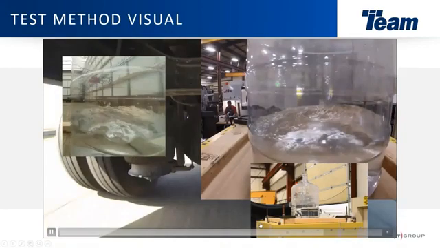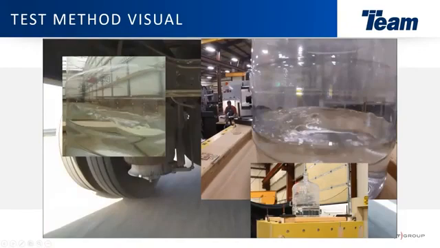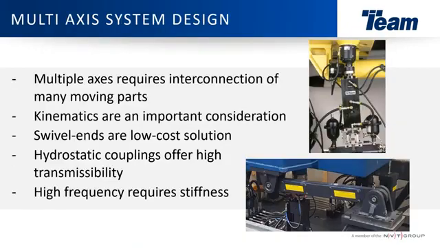So that brings up the multi-axis system design. So now we can see that the representation in the field can be quite different from what you're seeing in the lab. From the team's perspective, it's much better representation to replicate things in the 6-degree of freedom realm.